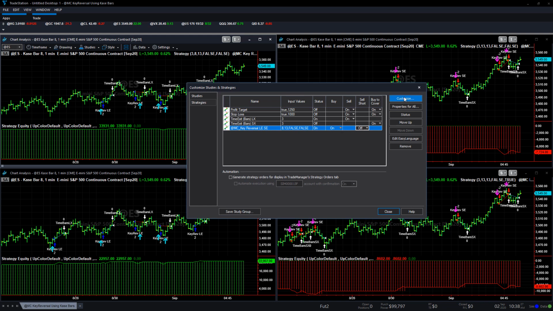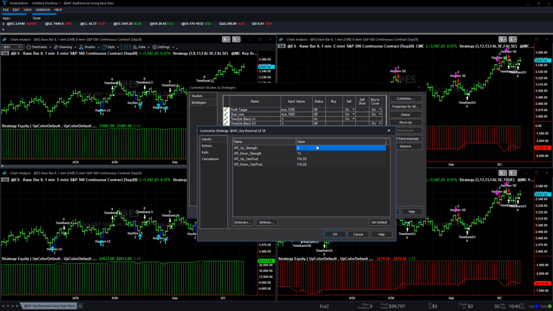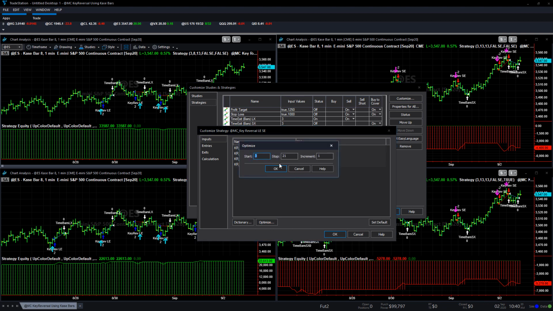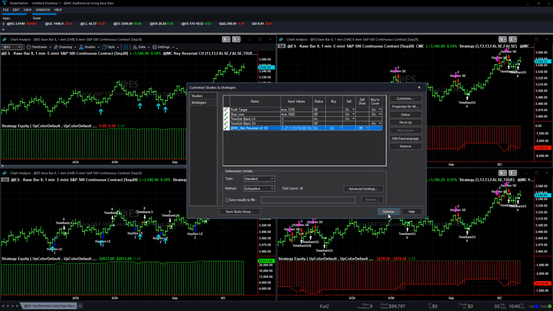If I click on customize, here you can see that we're using an 8-bar look back for our highest high and lowest low. So this is one of the values that we optimized. And so phase 1 testing was optimizing that look back from 3 to 21. I'm going to click OK and OK again. 19 tests.